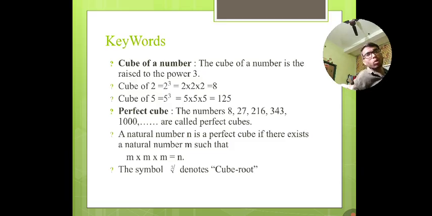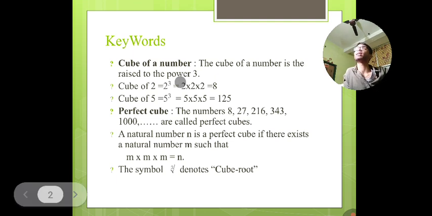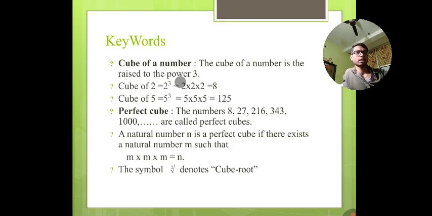Here we have the cube of 5. So we will write it as 5 raised to the power 3. How to calculate it? 5 multiplied by 5 multiplied by 5, and after simplifying it we will get 125 as the answer. So what we are saying right now is that the cube of any number is just a number raised to the power 3.